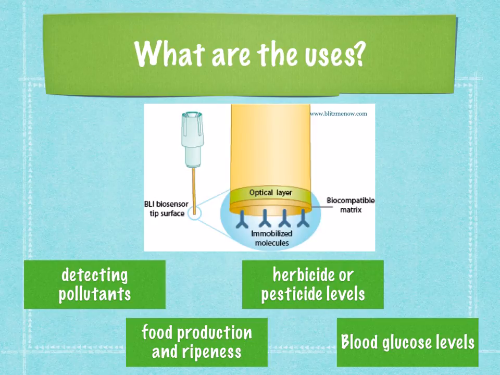So what are some uses? Well, they're used to detect pollutants. They're used in food production and ripeness. For example, they detect ethylene. They're used in herbicide or pesticide detection of the levels, blood glucose levels in diabetics. They're also used to estimate the concentrations of compounds such as urea, ketones, and cholesterol in blood and urine.